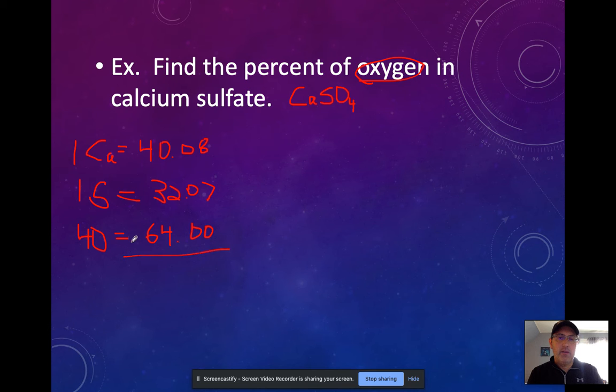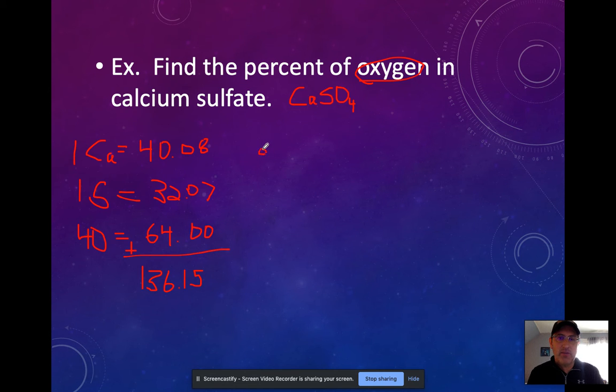We're going to add those all together. So 40.08 plus 32.07 plus 64, that's like 136.15 grams per mole. And that's the mass of the compound. Now, it's nice here, we don't have to go through and do each one of these. We just have to do the oxygen.